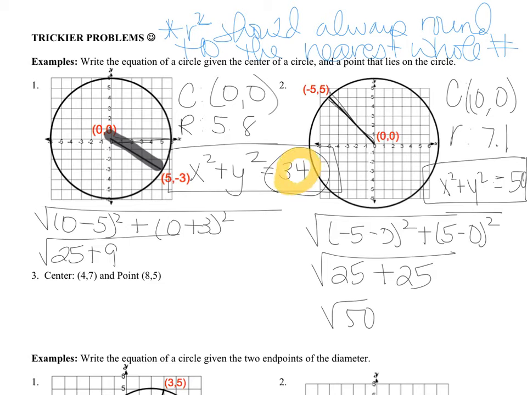Have you noticed something? Have you noticed that this number matches the number inside my radical before I square root it to get my radius? So technically, when you're doing the distance formula, whatever number is inside your radical ends up being r squared. It's just a kind of fun little tip.